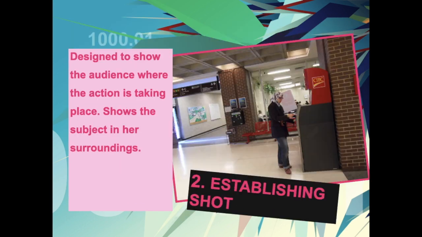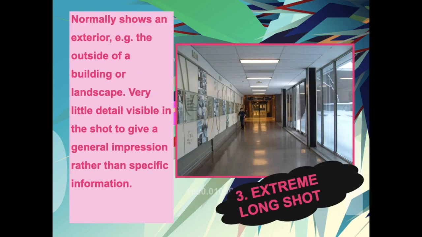There is also the establishing shot, which is designed to show the audience where the action is taking place. It shows the subject and her surroundings. Next is the extreme long shot. This normally shows an exterior or the outside of a building or landscape. Very little detail is visible in the shot, to give a general impression rather than specific information.